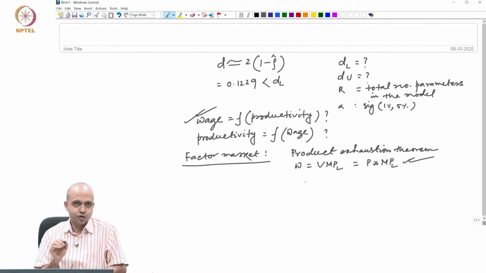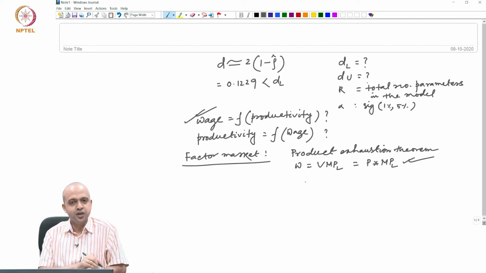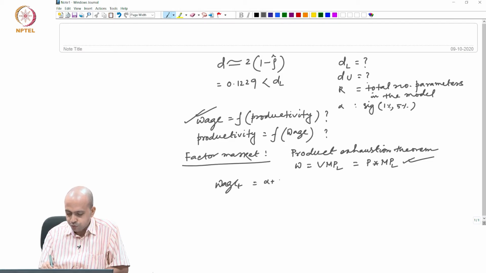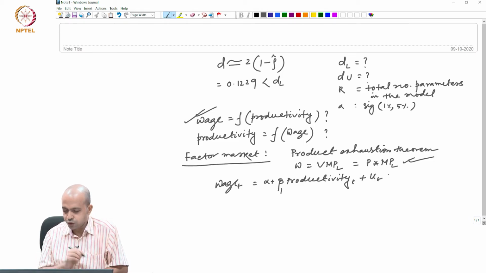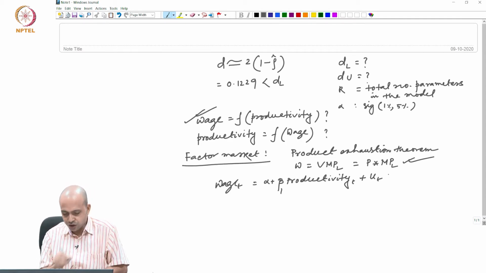we will ignore the two-way relationship between wage and productivity. That means the simultaneity between wage and productivity, though it is a possibility, for the time being we are just ignoring that, and we are considering that wage depends on productivity, and then we are writing this type of model. Wage of the t-th period equals alpha plus beta 1 productivity plus u_t.